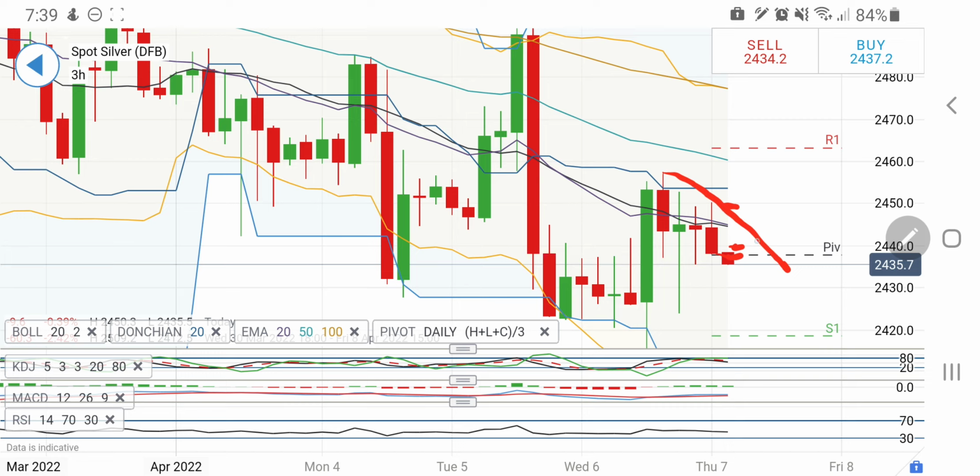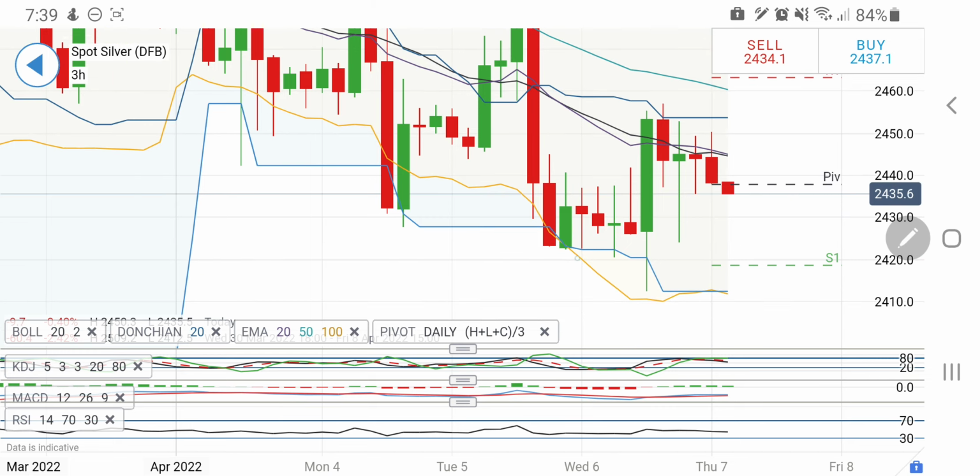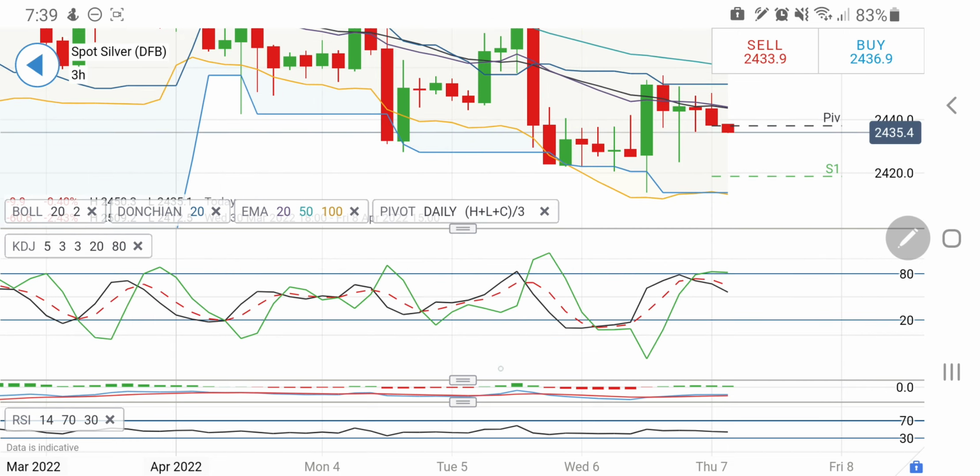But till the time throughout this day it remains below 2450, one can expect that it may try to come back towards 2420 levels, which is a strong support zone. As I have always communicated, 2420 is a very strong support zone. It only broke once, so probably if it breaks 2420, we can expect 2410, and in fact it can go well below these levels also.